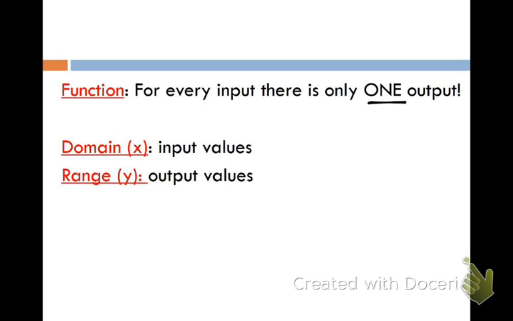Today, the domain is always going to be x, which is input values, the things we put into an equation. The range is the y, which is going to be the output values. So whenever we put something into an equation as x, the y will come out, and that will give us our output values.